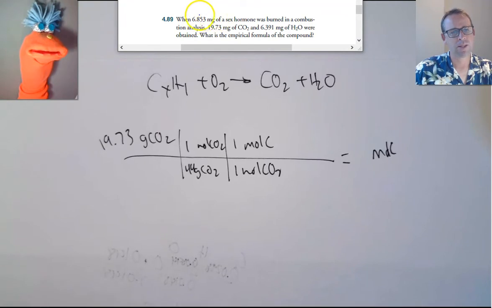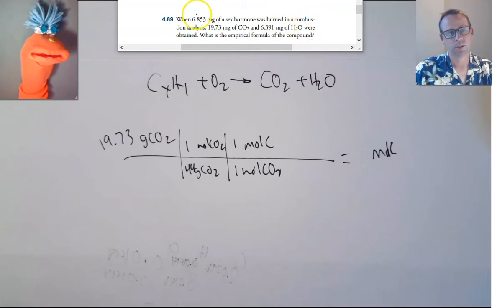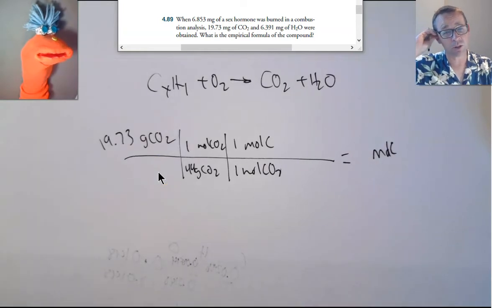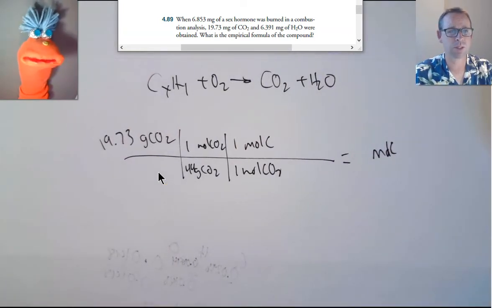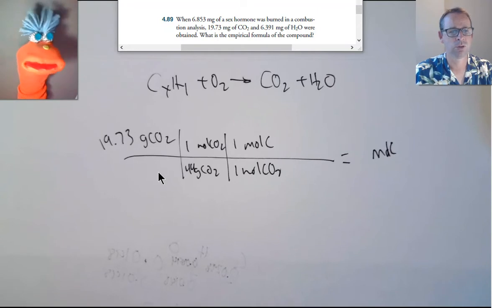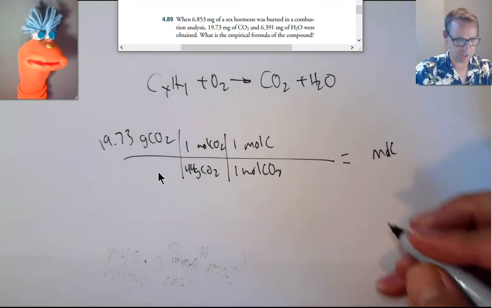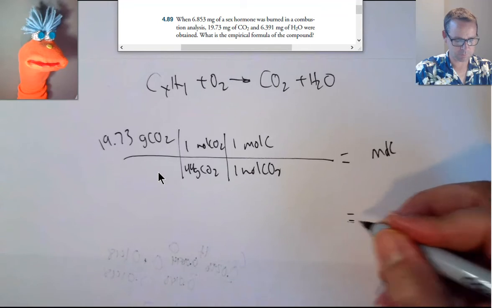But if I change this to grams, if I had a sample that was 6.853 grams and I combusted it, I would get 19.73 grams of carbon dioxide and 6.391 grams of water, right? So if I had 1,000 times more of this, I'd get 1,000 times more carbon dioxide and water. So I'm just going to use grams because then I can go right to moles. Otherwise, I just have an extra conversion factor going from grams to milligrams. Does that make sense? Okay, I guess you can do that. That's going to make it easier for me, more simple.